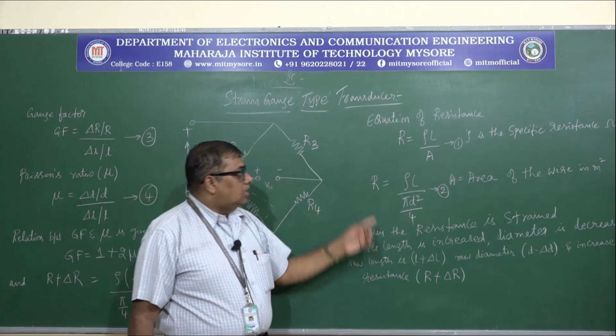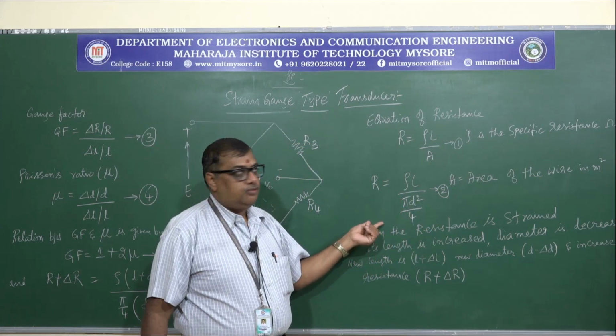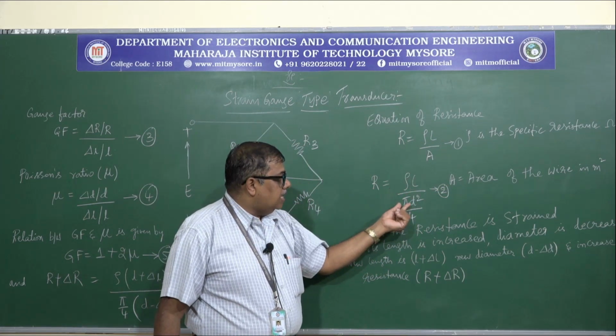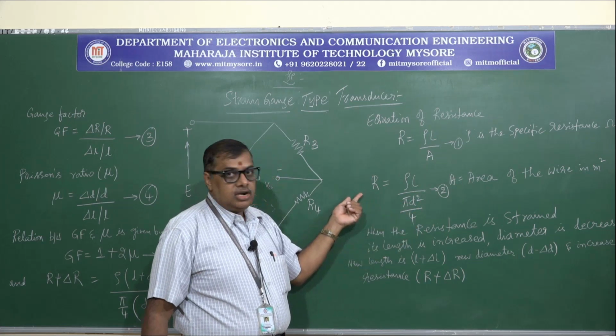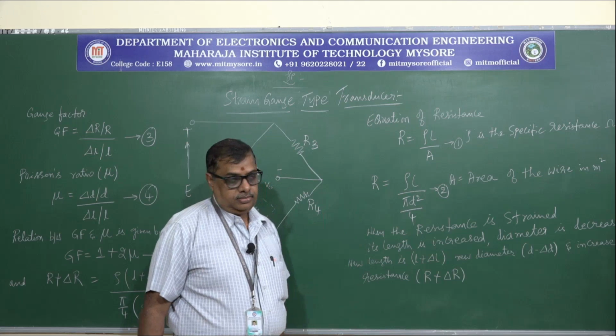Okay. So now how to calculate area? Area is given by pi d square by 4. I will substitute area as pi d square by 4. Therefore resistance is equal to rho L by pi d square by 4.